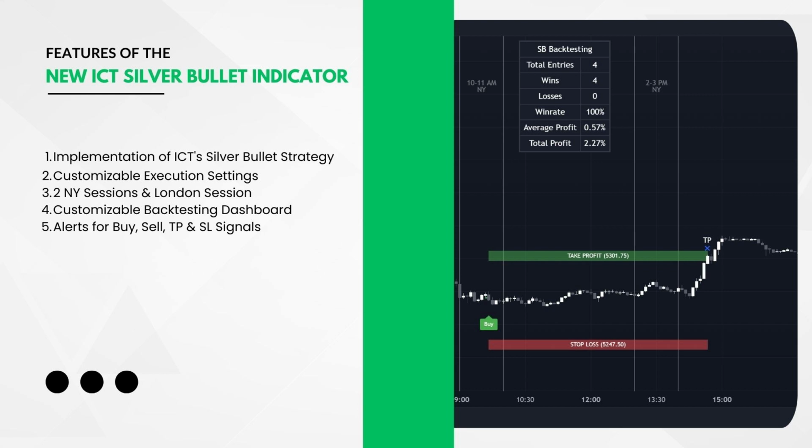Features of the new ICT Silver Bullet Indicator. Implementation of ICT's Silver Bullet strategy. Customizable execution settings. 2 New York sessions and London session. Customizable backtesting dashboard. Alerts for buy, sell, take profit and stop-loss signals.